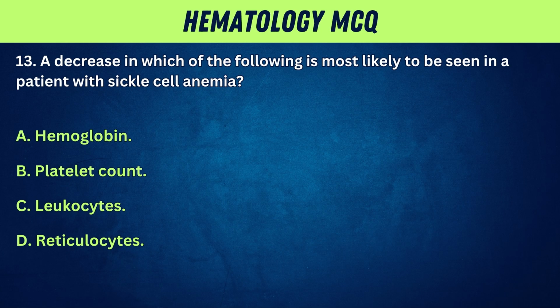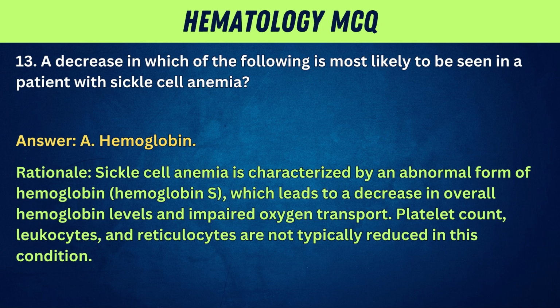13. A decrease in which of the following is most likely to be seen in a patient with sickle cell anemia? A. Hemoglobin. B. Platelet count. C. Leukocytes. D. Reticulocytes. Answer.